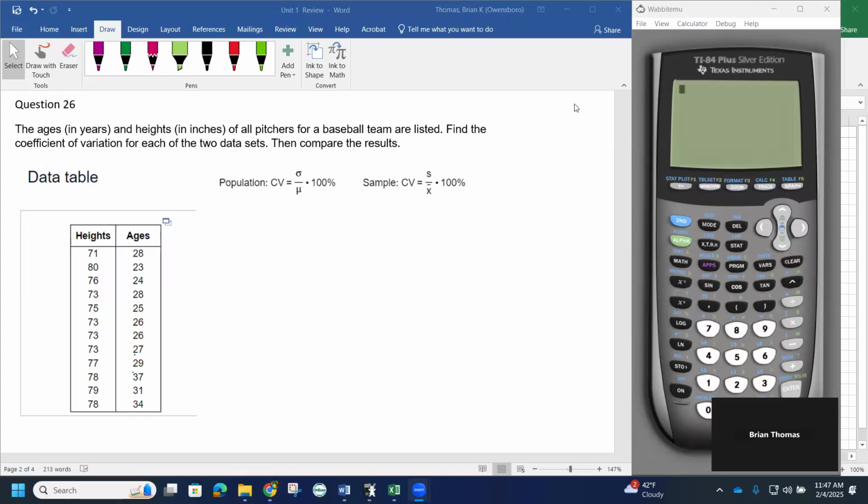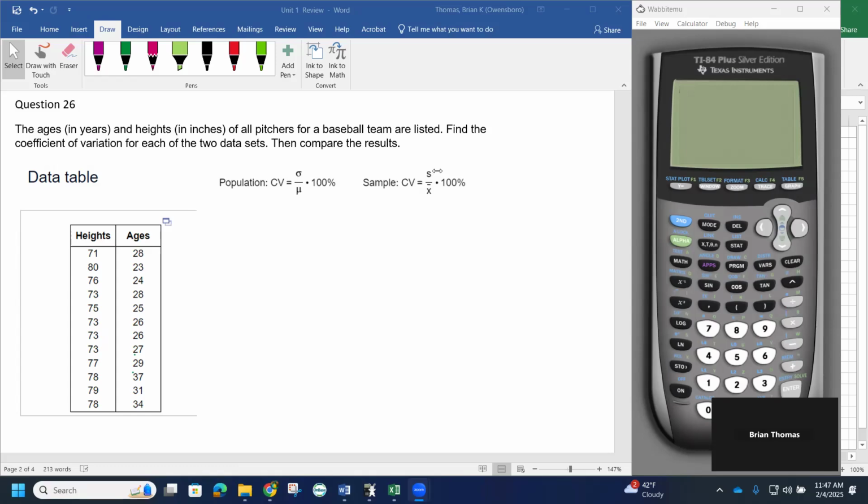So question 26 in the review: the ages in years and heights in inches of all pitchers for a baseball team are listed. Find the coefficient of variation for each of the two data sets and then compare the results. So that's how we have two formulas for the coefficient of variation, one involving population and one involving sample. Remember, sigma and s stand for standard deviation, and the formulas are different for standard deviation because when you do a sample, you have to divide by n minus 1.